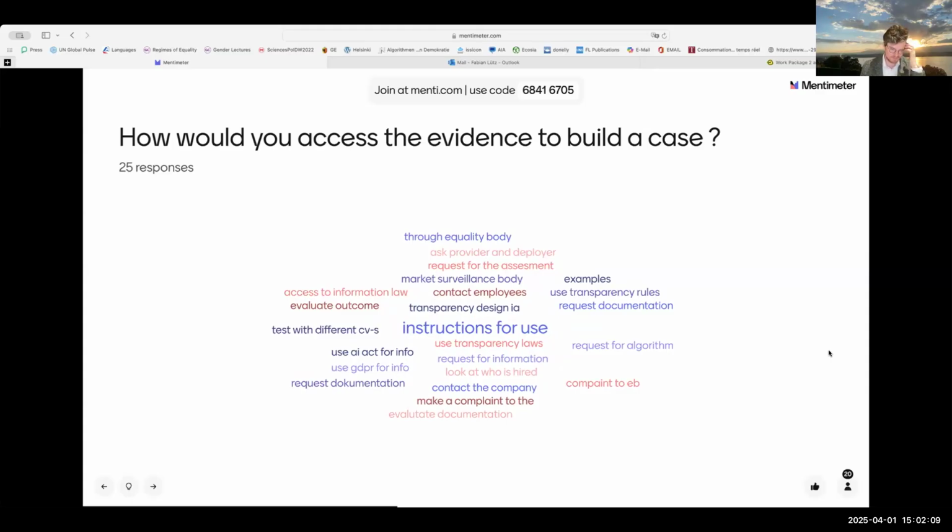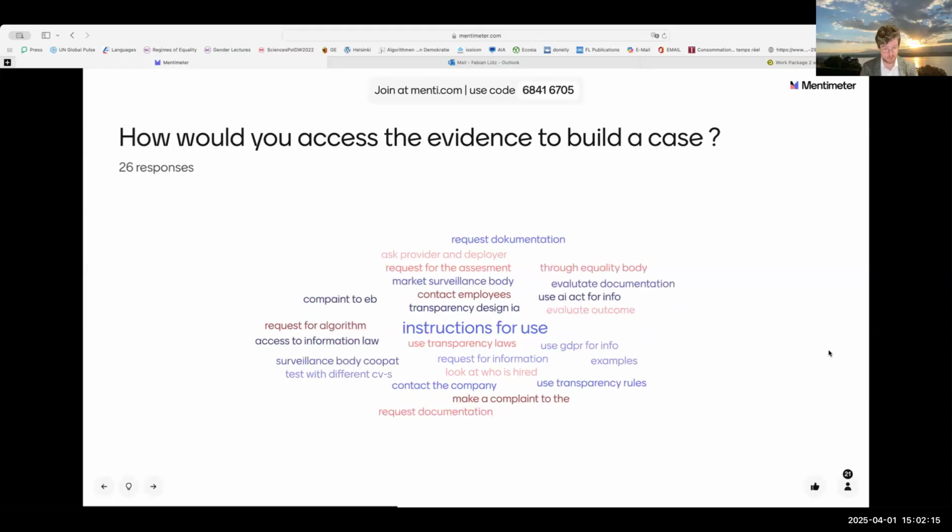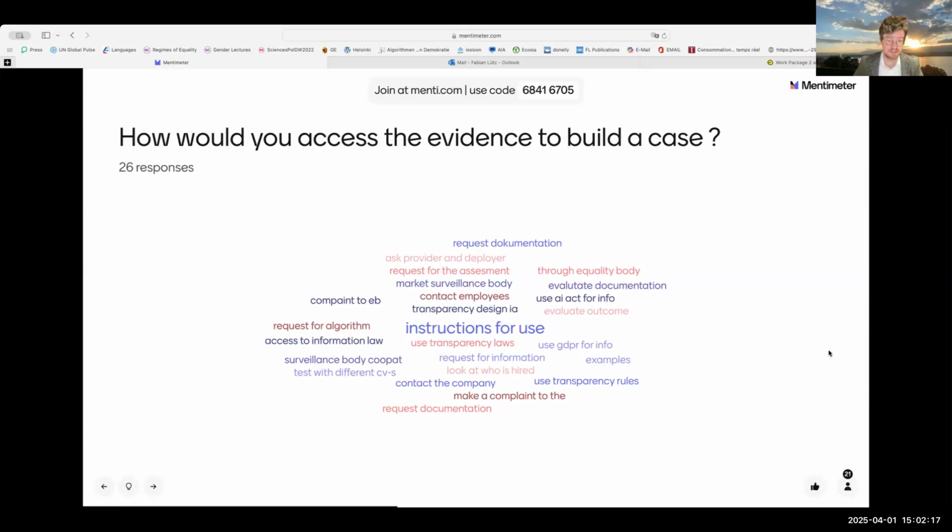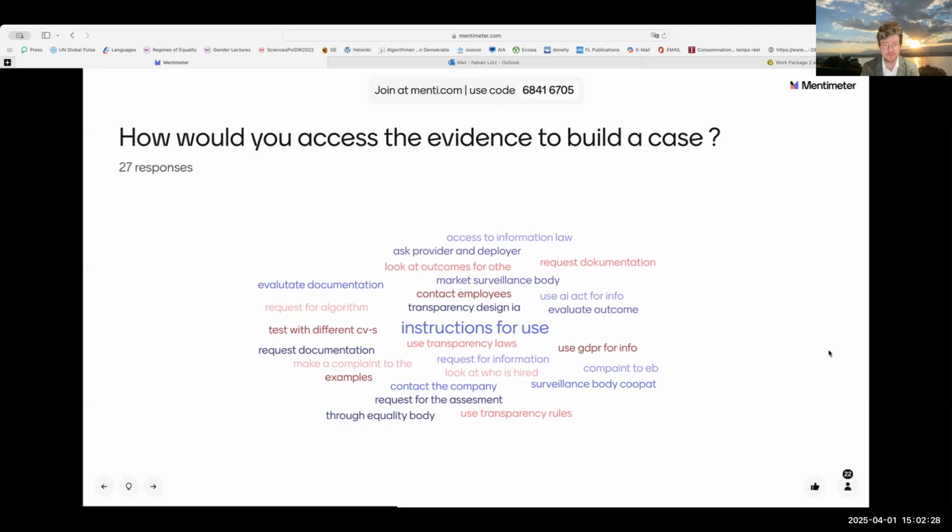And very often, and that's something I wanted to also allude to, you don't even know that you have been discriminated. In my research, I discovered many private or public entities that use AI systems to do recruitment, and you have no clue that they use AI recruitment. You're not informed of that. So sometimes this is the first thing you need to know about, and then you need to request the specific information. Evaluate documentation, look at the outcomes.